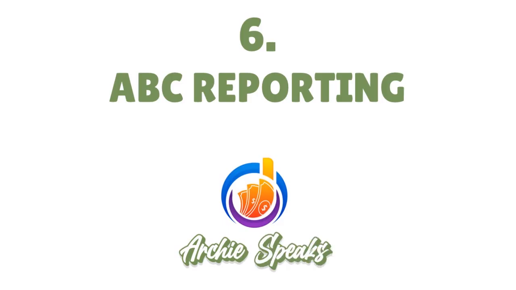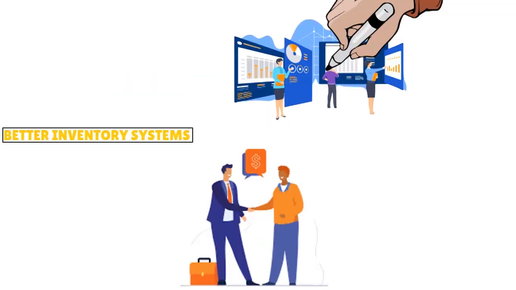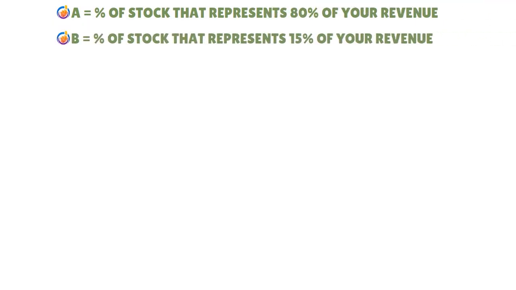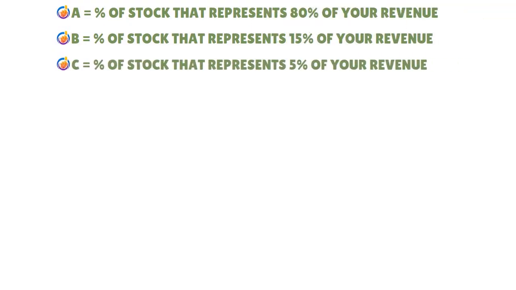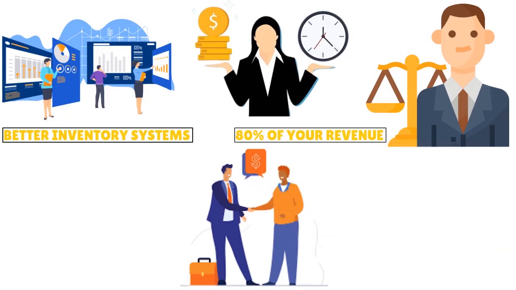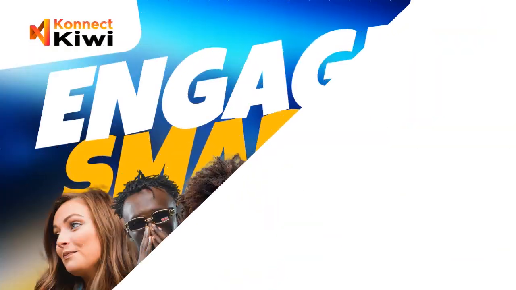You also have ABC reporting. ABC reporting just means that you are categorizing your inventory using an ABC analysis. You can use ABC reports to grade the value of your stock based on a percentage of your revenue. A is the percentage of stock that represents, let's say, 80% of your revenue. B is the percentage of stock that represents 15% of your revenue. And C is the percentage of stock that represents 5% of your revenue. This is kind of similar to the Pareto law, which says 80% of your revenue is coming from 20% of your stock.